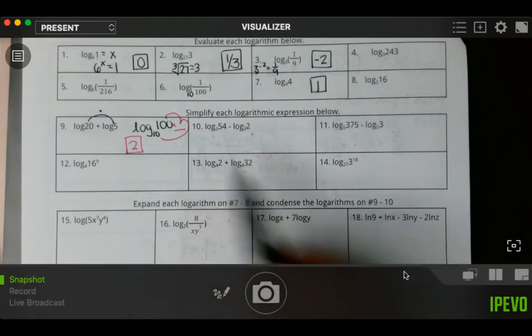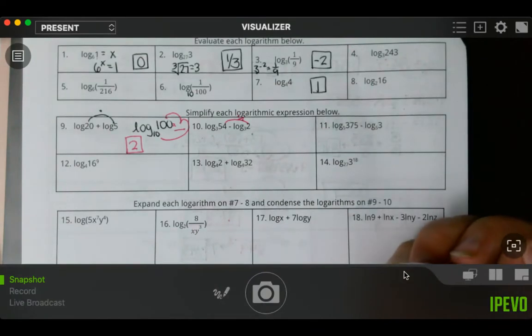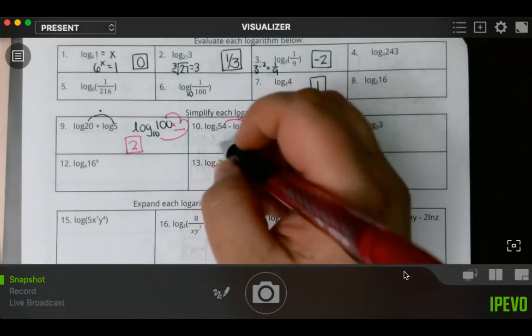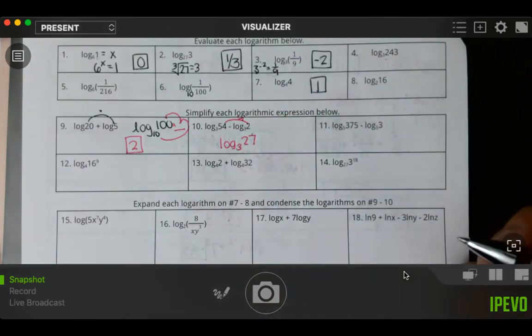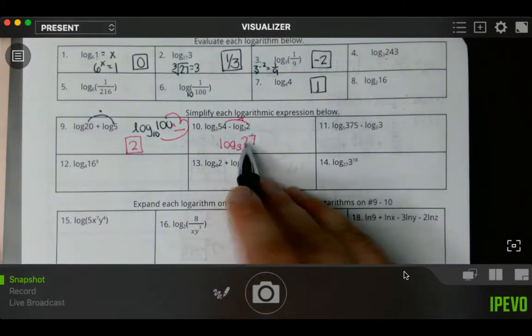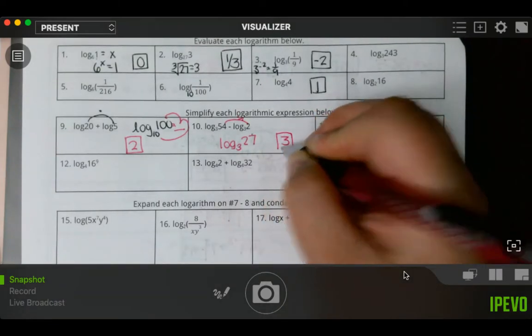If they are being subtracted, then you can divide those two numbers. 54 divided by 2 is 27. And you're trying to find what power of 3 equals 27, which is 3. 3 to the third power is 27.